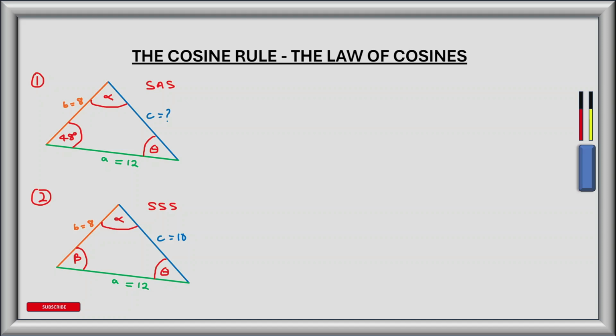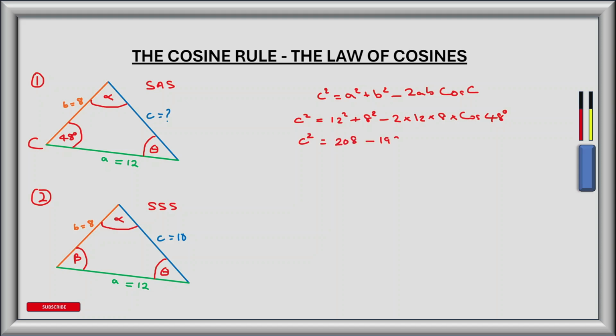We know that c squared is equal to a squared plus b squared minus 2ab cos C. If we now plug the numbers into this equation, we have c squared is equal to 12 squared plus 8 squared minus 2 times 12 times 8 multiplied by the cosine of angle C, which is here. So multiplied by the cosine of 48 degrees. So if we work this out, we find that c squared is equal to 208 minus 192, and the cosine of 48 degrees is 0.67.